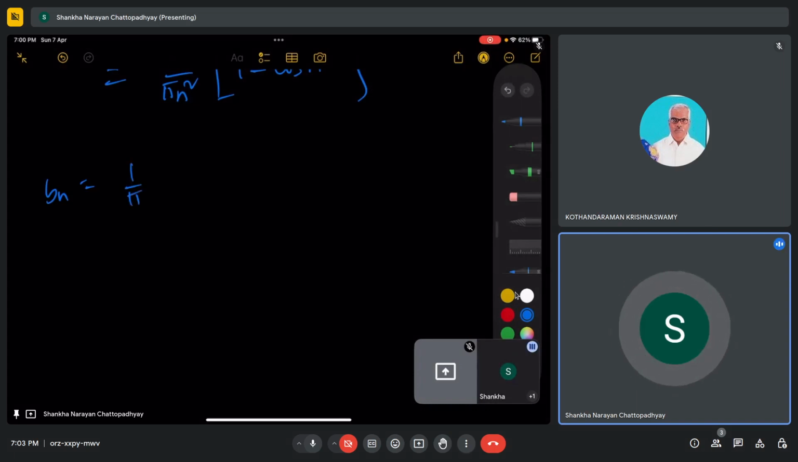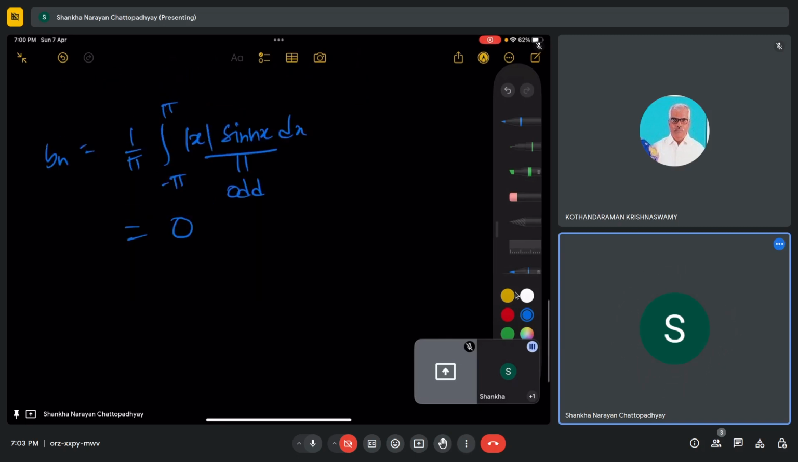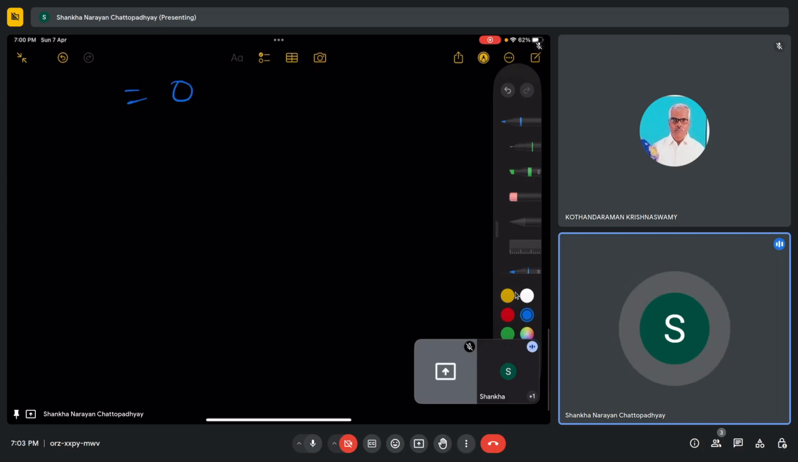bn is 1 by pi integration from minus pi to pi of modulus of x sin nx dx. Now this is an odd function, and for an odd function this integration will be 0, right? So what is our Fourier expansion? This will be only the Fourier cosine series, an cos nx.